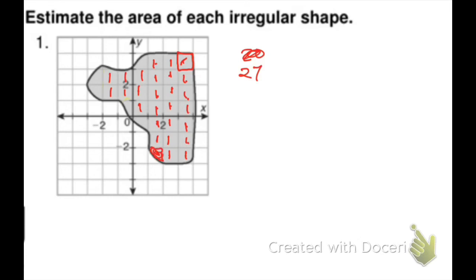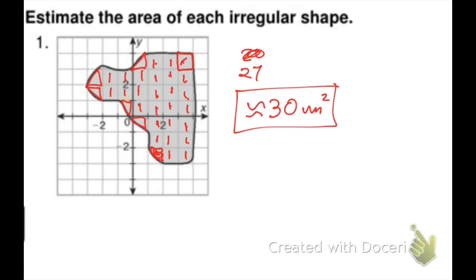So 27, 28, 29, and we get approximately 30 units squared. Now this is an estimate, right? It's not 100% accurate. We're just saying this is what approximately the area is.